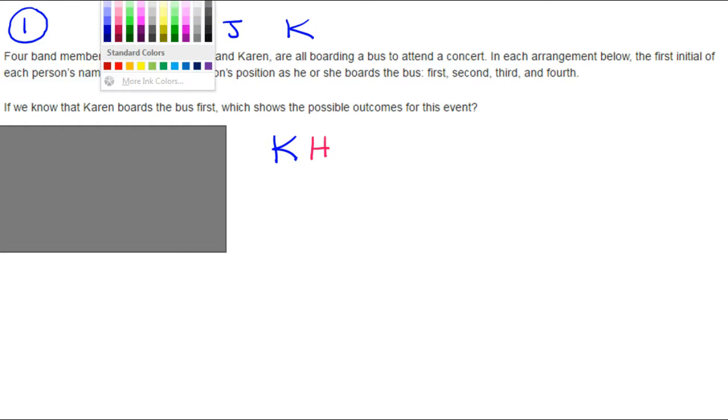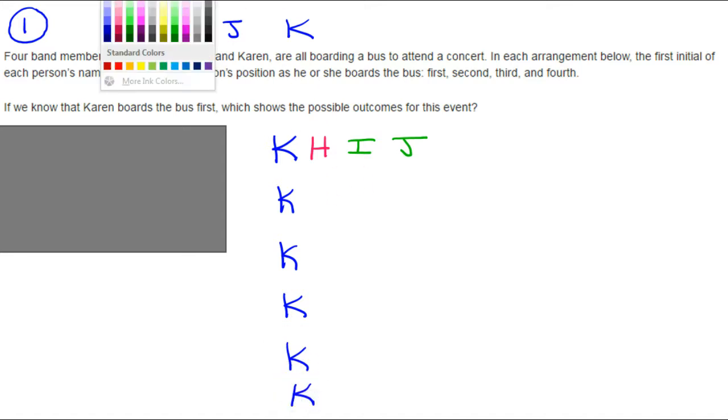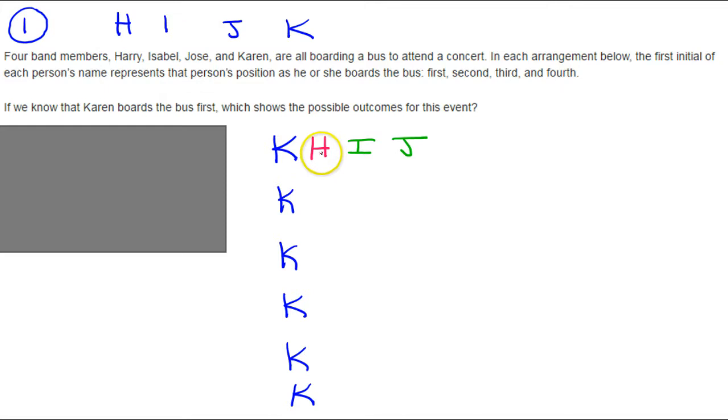Okay, and then after that, it will either be Isabel and Jose, or the other way around. Okay, so I'm going to have, let me just put a bunch of K's down here. I'll put more if I need them. So if Harry goes second, then it will either be Karen, Harry, Isabel, and Jose, or Karen, Harry, Jose, and Isabel.